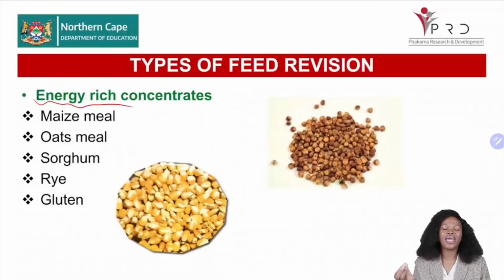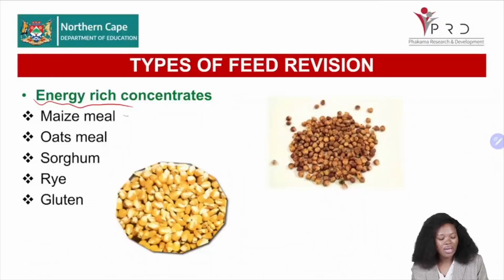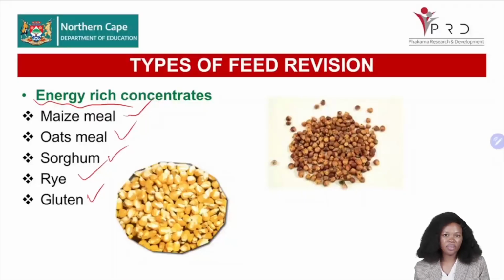Now, a feed that is energy rich has more fats and carbohydrates. Examples of concentrates that are energy rich, we can name the maize meal, the oatmeal, the sorghum, rye, as well as the gluten.